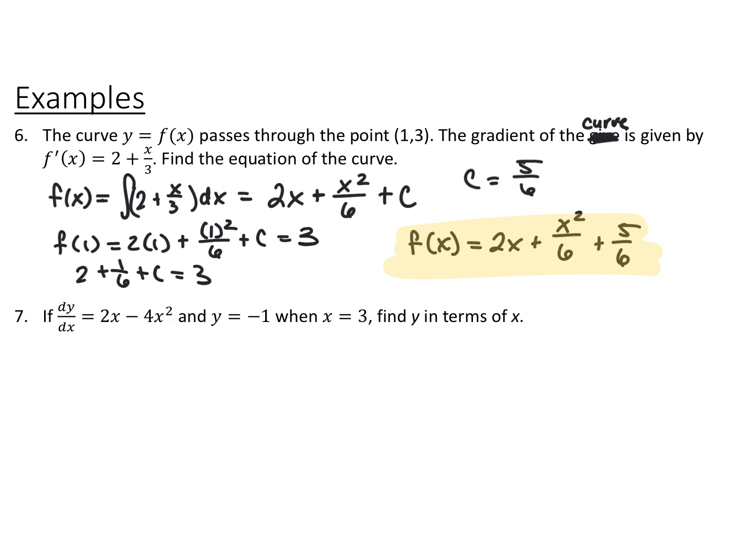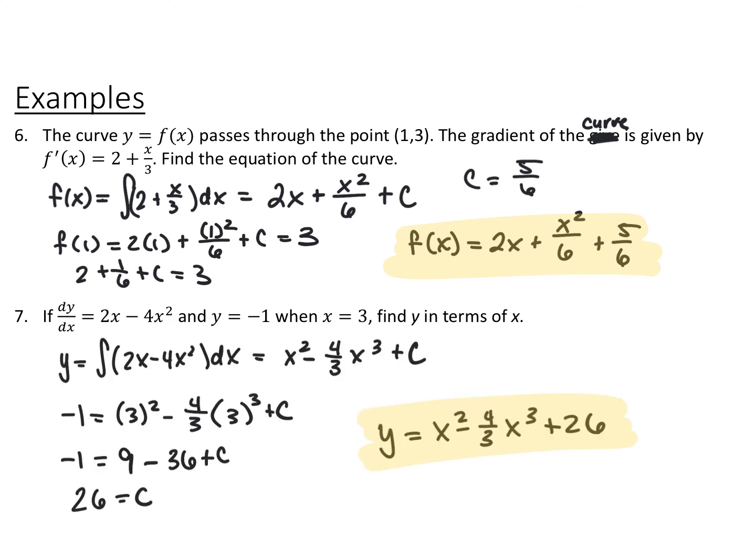Number 7 says if dy dx is equal to 2x minus 4x squared and y equals negative 1 when x equals 3, find y in terms of x. So go ahead and find the exact equation for y that gives you dy dx is equal to 2x minus 4x squared. So first I want to find the indefinite integral of 2x minus 4x squared dx. Increase the power by 1, divide by the new power, so you end up with x squared minus 4/3 x cubed plus c. And then they tell us that y equals negative 1 when x is 3. So I plugged in y to be negative 1 and x to be 3 and solved for c and got c to be 26. So my original equation, y, is equal to x squared minus 4/3 x cubed plus 26.